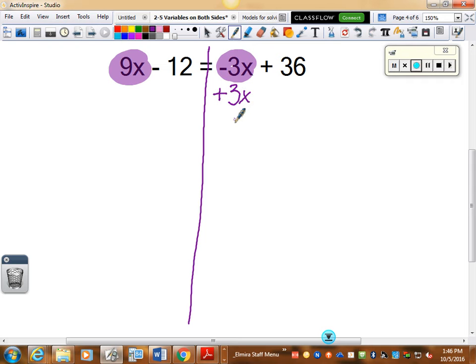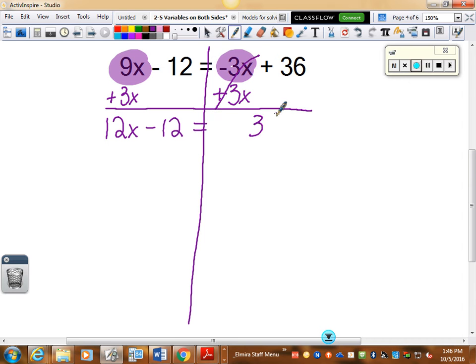So if you want to, you can think of a negative variable term as spies. And if you have a spy, they go into enemy territory. So 3x went into enemy territory and they have a negative sign. They're spies. They're bringing information back to the 9x, and having more information makes the 9x warriors even more powerful, and they get bigger and become 12x. The minus 12 comes down, and the 36 comes down.